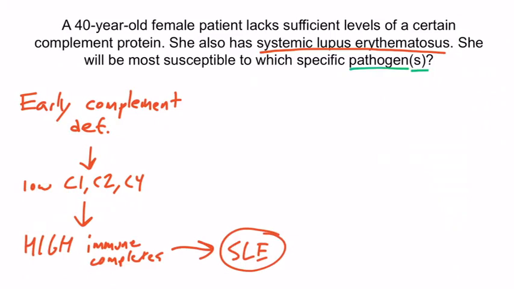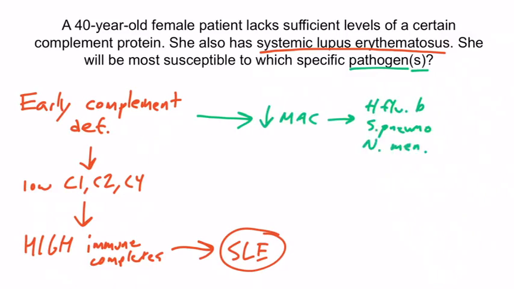Recall that early complement deficiencies result in decreased formation of MAC, the membrane attack complex, which means a high infection rate with encapsulated organisms, specifically H. flu type B, strep pneumo, and Neisseria meningitidis. Now, if you were thinking that this patient would only be susceptible to Neisseria meningitidis, you might have been thinking late complement deficiencies. But remember that patients with late complement deficiencies are not likely to get lupus. So again, in early complement deficiencies, think of infection with all three of these encapsulated organisms. And that concludes this section.